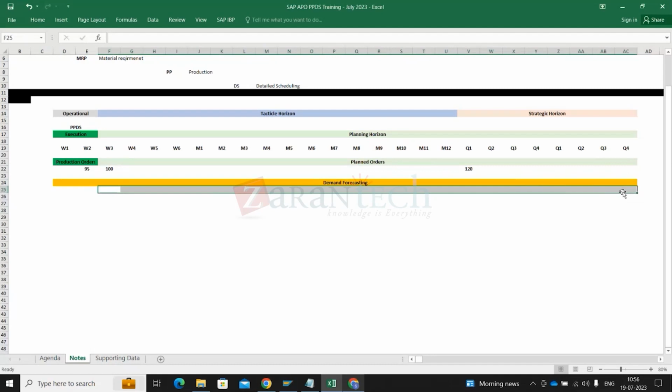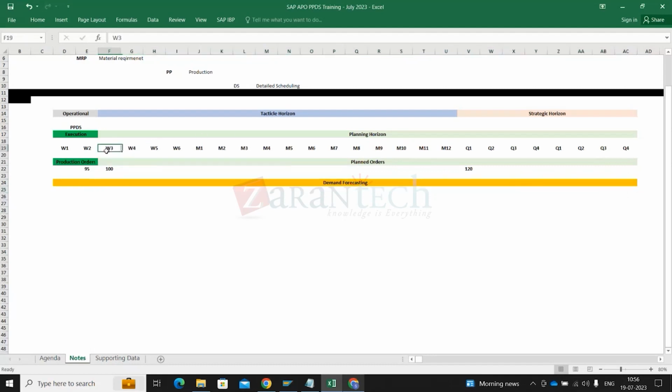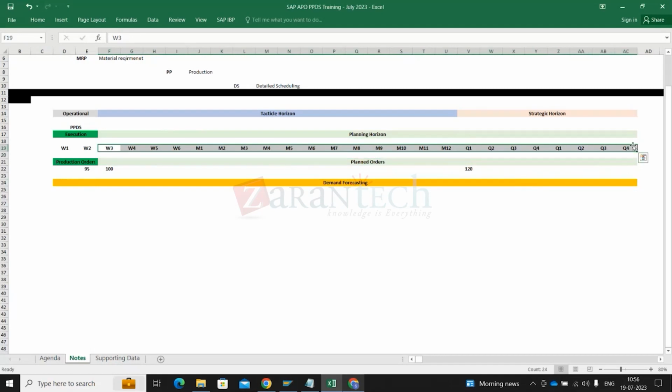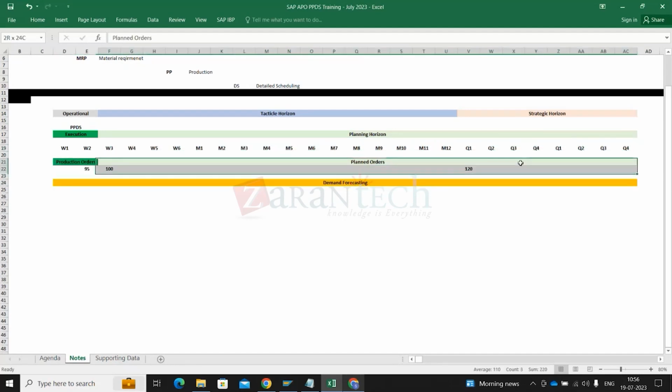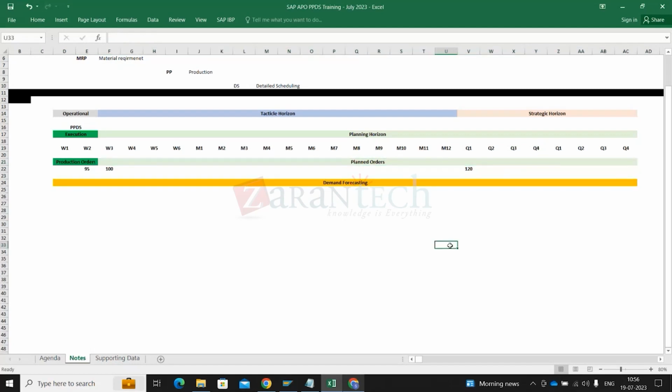So that is why all these things, starting from week 3 onwards till quarter 4, we call rough cut capacity planning, RCCP. This is a very old concept, but probably new to you. We call it RCCP, rough cut capacity planning. This is execution and this is RCCP. Fine.